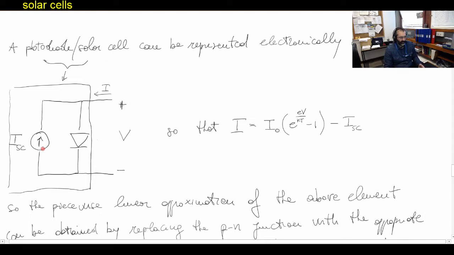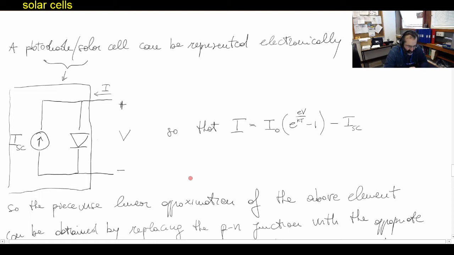A current generator that generates ISC, which is directly proportional to the photon flux, and then the ideal Schottky diode, which is the PN junction. And so in this way, we discussed that the IV characteristic of this device is effectively this one. Okay, so this is what we've been saying up until now regarding photodiode and solar cell.